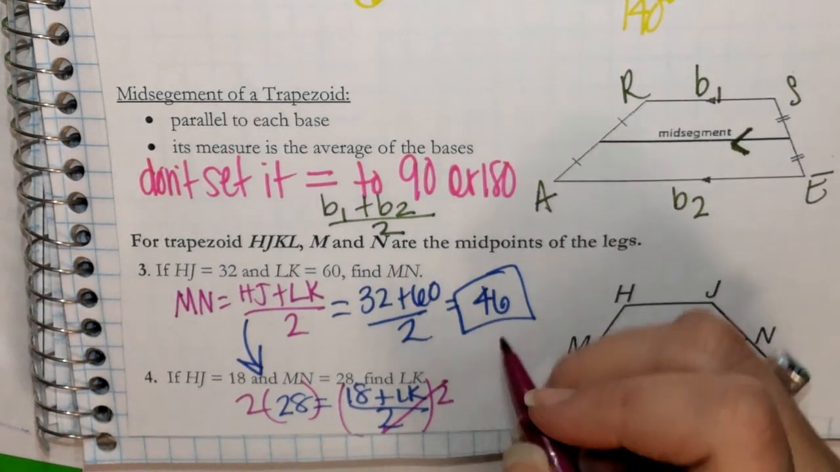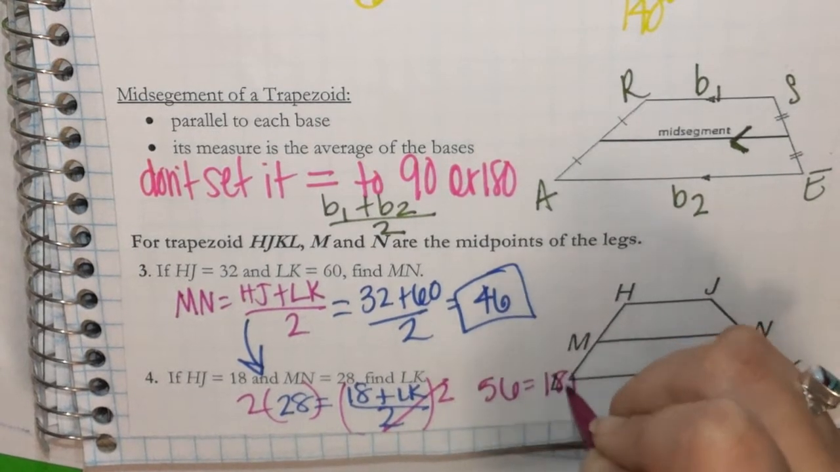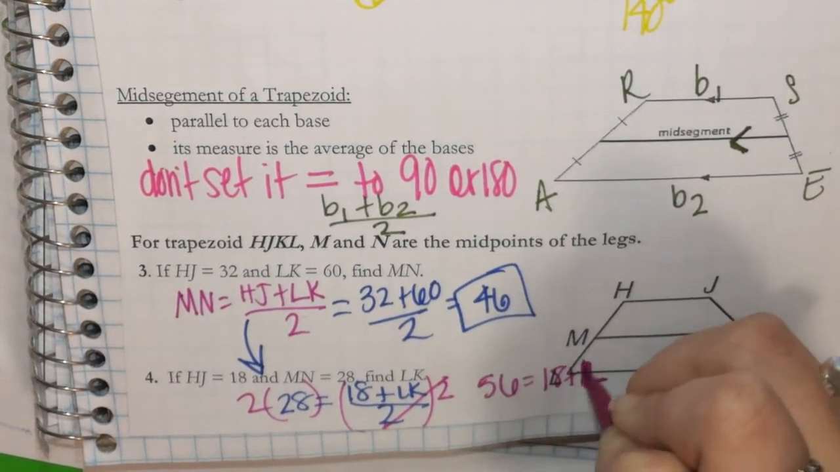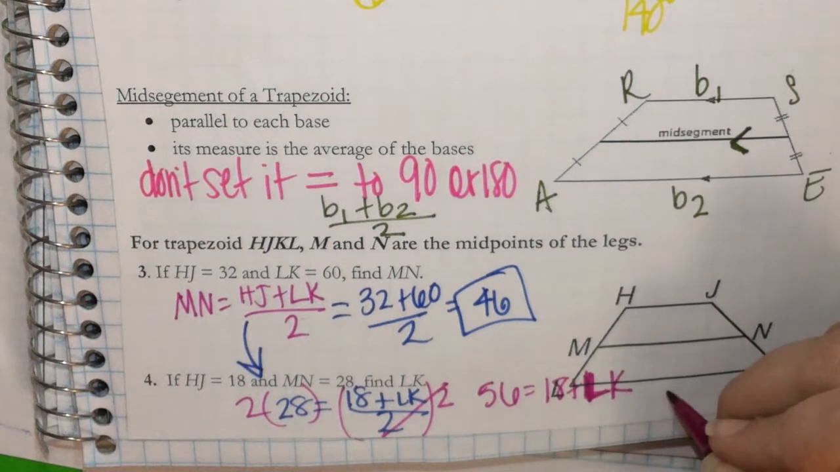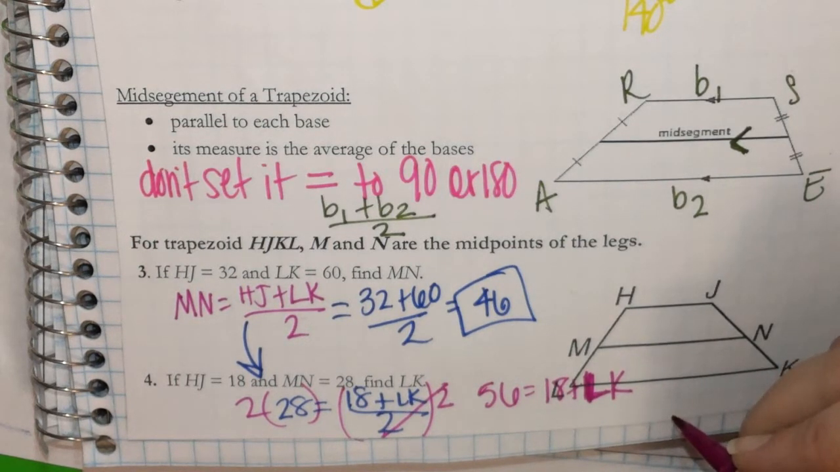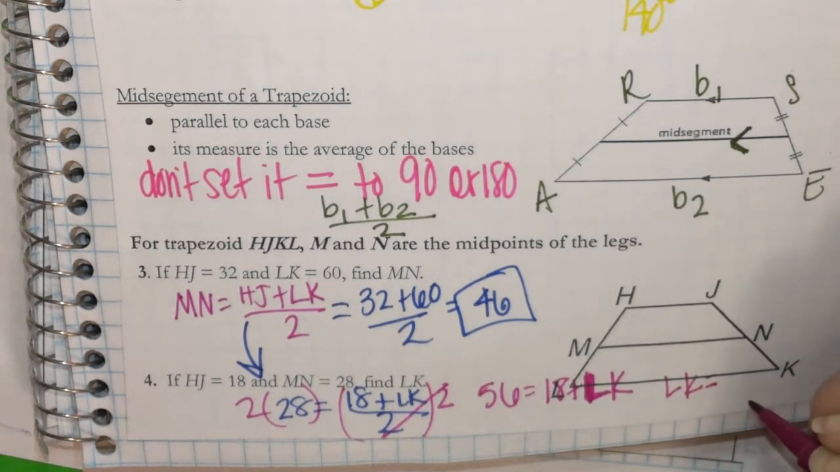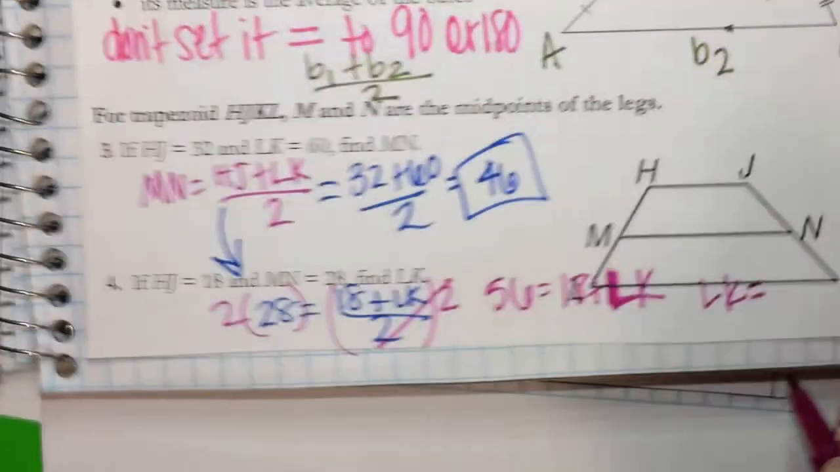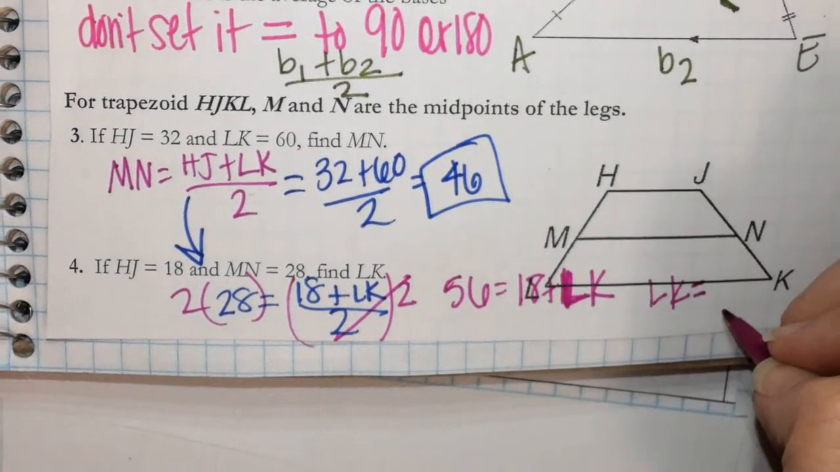What's 2 times 28? And then what will I do to get LK? Subtract 18. Okay. And LK is? Tell me what that is. 38. Do we agree or disagree?